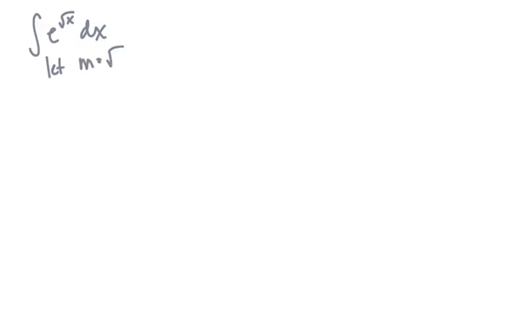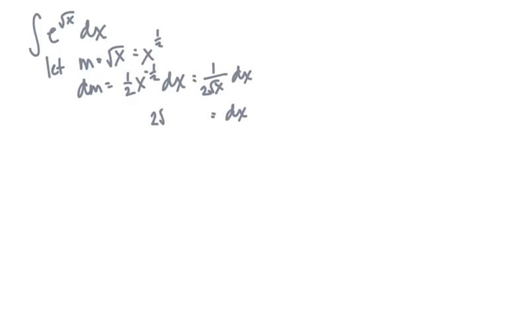So let's let m equal the square root of x, which is x to the 1/2 power. Then dm equals 1/2 x to the minus 1/2 dx, which is 1 over 2 square root of x dx. So then dx equals 2 square root of x times dm. So this means we have the integration of e to the m times 2 square root of x dm.